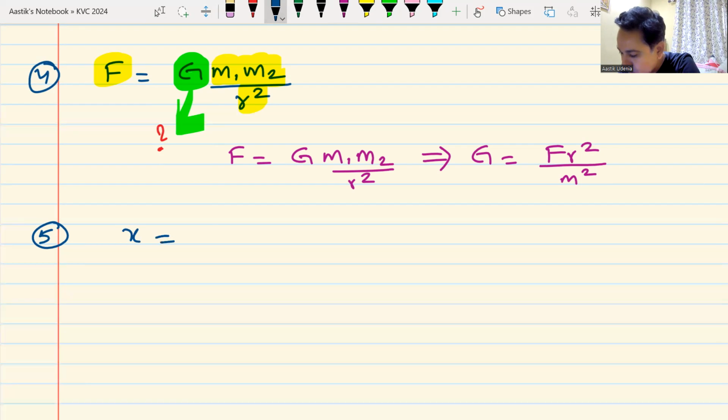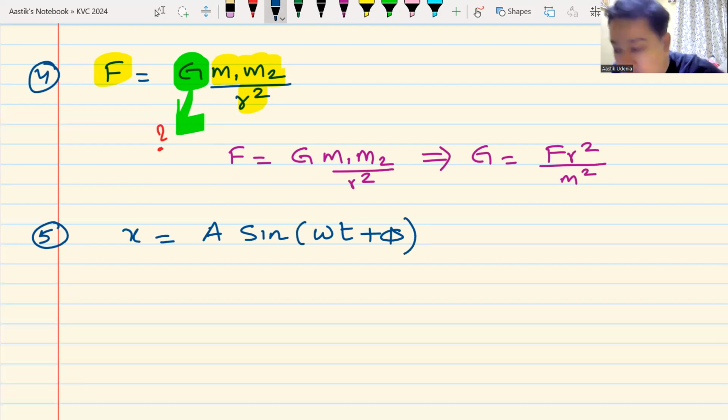X equals A sine(omega t plus phi). Now this might look like a very complicated thing, but remember, we are not going to face this equation till, I think, not even your 11th standard. I think waves is not in your 11th standard. It's probably in your 12th standard, but we have got simple harmonic motion coming up in your 11th standard. We will be encountering this equation in simple harmonic motion.